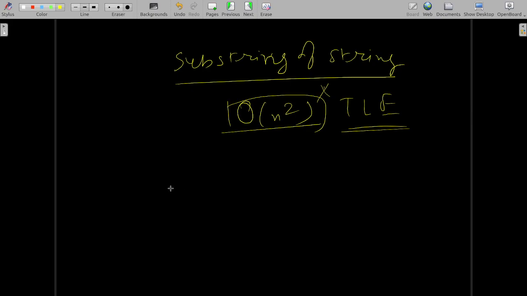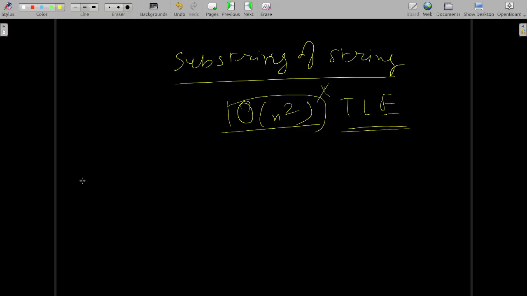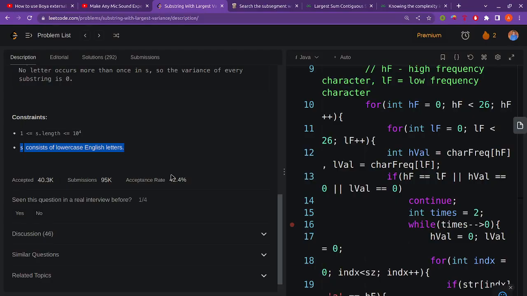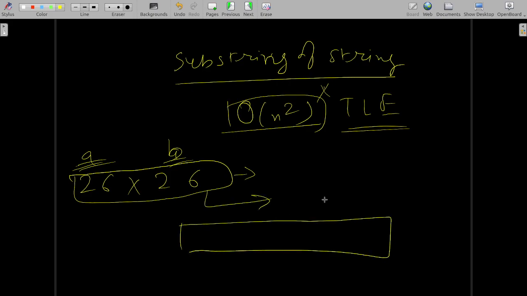Another way to think about it is, usually in these kinds of problems, the hint for the solution that would get accepted lies in the constraints only. Here it's mentioned that there are lowercase English letters only in the string. So there are 26 lowercase English letters, and if we are considering a pair, say for example first is A and another is B, then 26 into 26 pairs will be there, and for these pairs we can iterate over the given string and count their frequency.